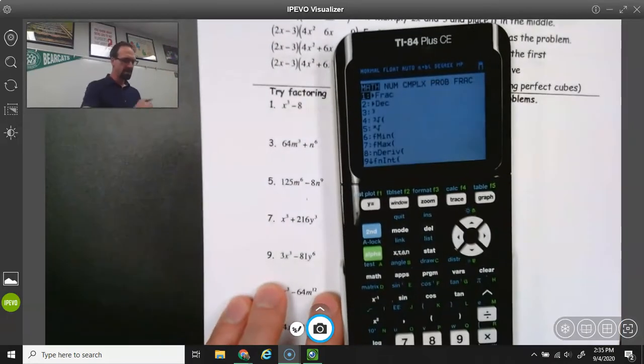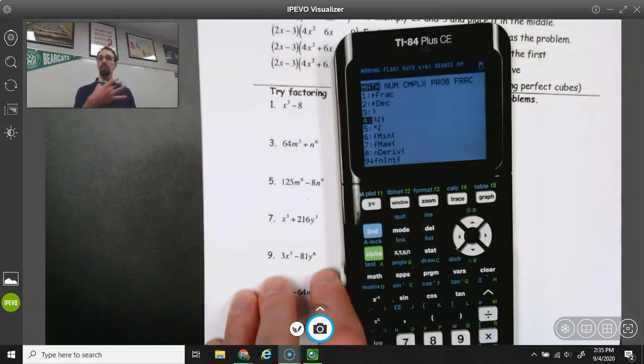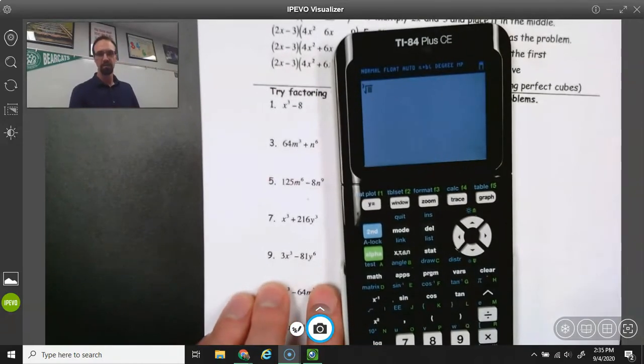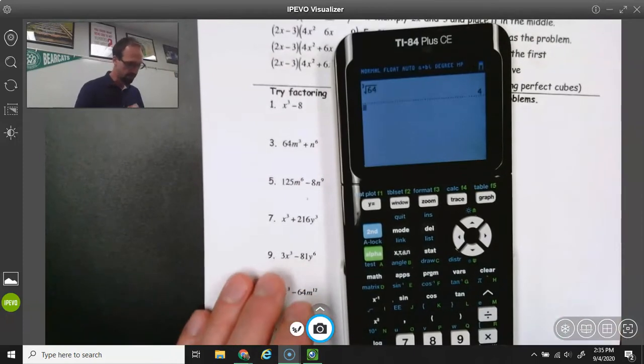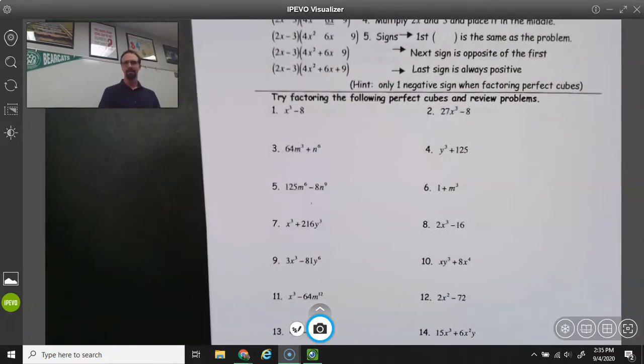to the math menu, and what we want to do is then scroll down or key down to this one here. You can also do the 5th as well. You just have to type in the number 3 first. So again, I'm double checking to see if the cubed root of 64 is in fact 4. It is. I've checked it. I feel confident. What about that n to the 6th? What's the cubed root of that?